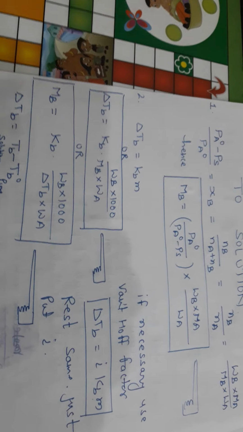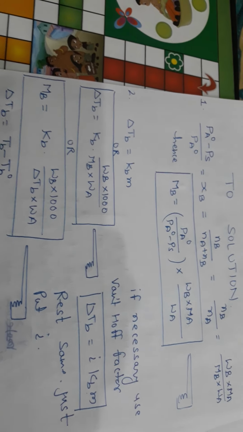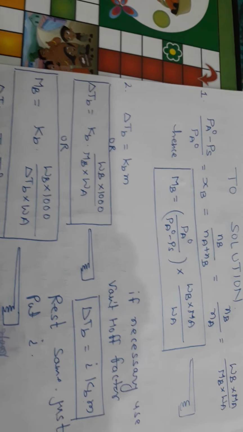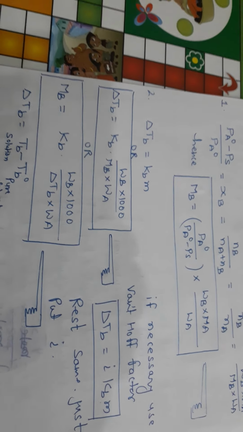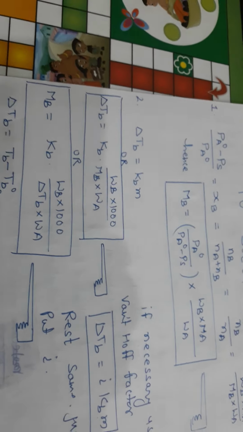Yes, either they will ask about del Tb or the molar mass of the substance. When we expand this formula by putting the value of small m, that means molality, del Tb is equal to Kb into Wb into 1000 upon Mb into Wa. Or we can write Mb as whatever is written on the paper. You may check it from here. It's just simple mathematics, nothing much more.